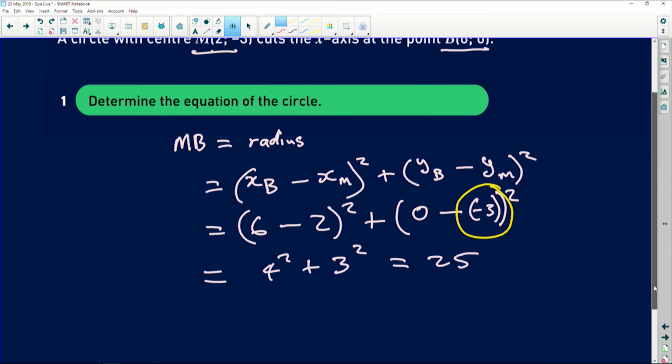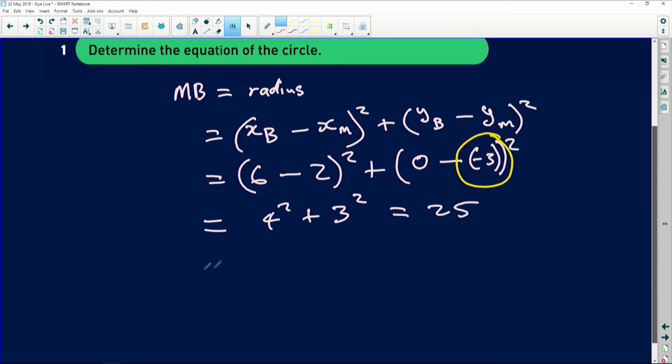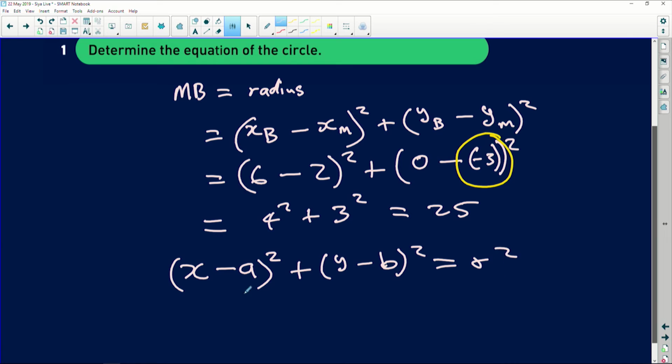Now, going into the actual equation of a circle, it is given by (x minus a) all squared plus (y minus b) all squared equals r squared. Now remember, these two, a and b, are the center of the circle, and that is the radius.